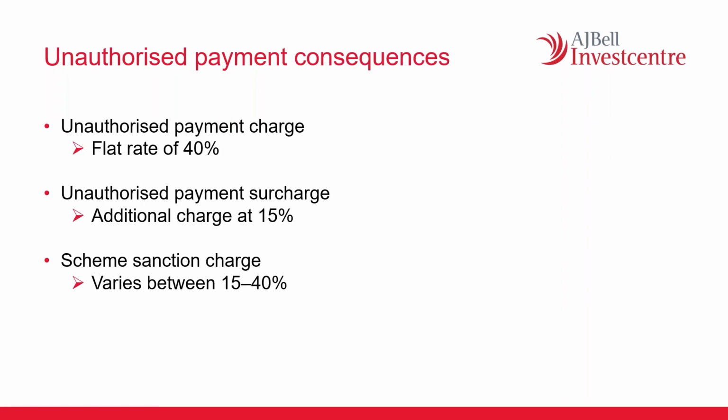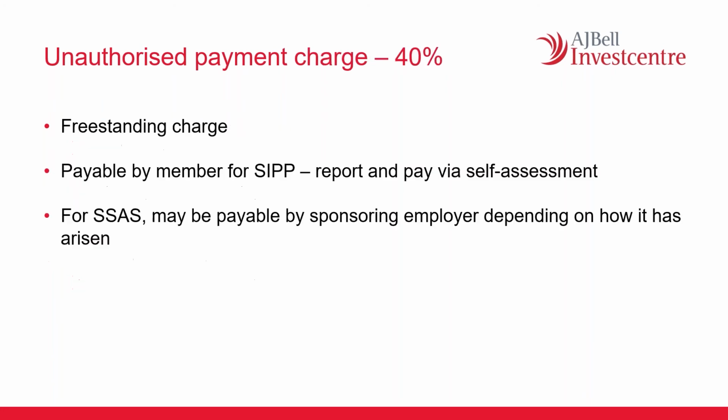So the question is, what happens if we do get to that point? If there are unauthorised payments, what are the consequences of reporting an unauthorised payment? Well, we have a number of unauthorised payment charges. First of all, the unauthorised payment charge itself, the basic one, is a flat rate of 40%. We then have a surcharge, which is an additional rate of 15%, and then we have the scheme sanction charge, which can be 15 or 40%. I'll look at each one of those to explain when they're applicable and what they mean.